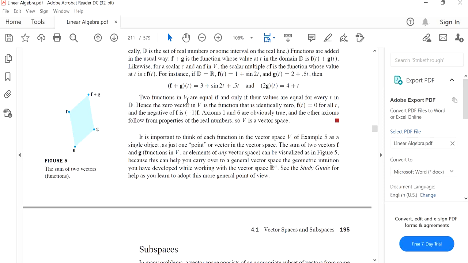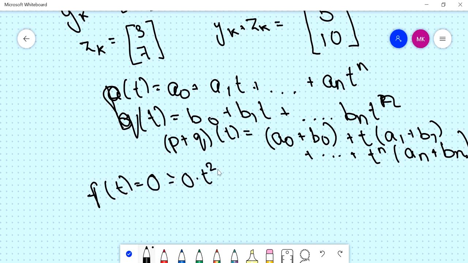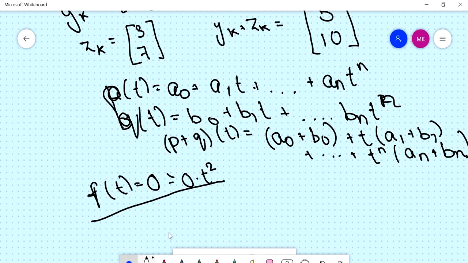Yeah, axioms. So basically this was quite self-explanatory. The zero vector in V is a function that is identically 0. I'll just give an example. If you have a zero vector, say you write it as 0, you can also write it as 0 times t square or something. So for any value of t, this will always be 0. So if someone asks you, is the zero vector a vector which is 0 for some values of t, then that is wrong. The zero vector is a vector which is 0 for all values of t.